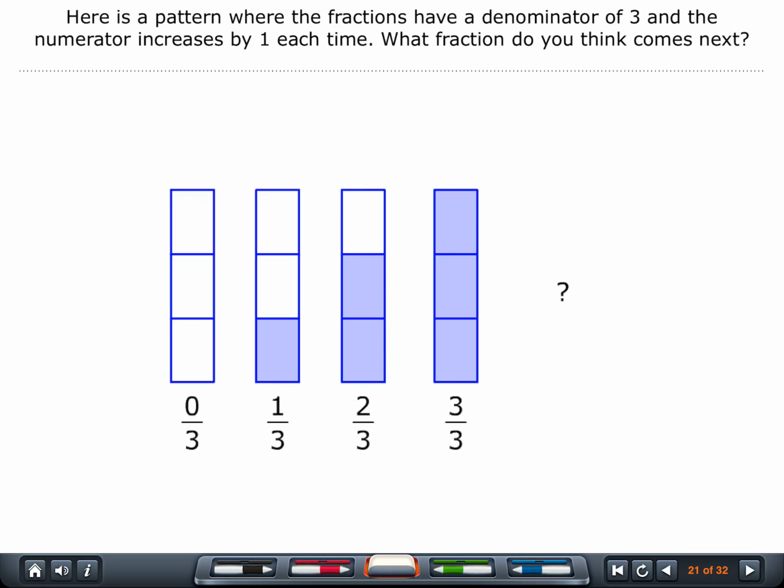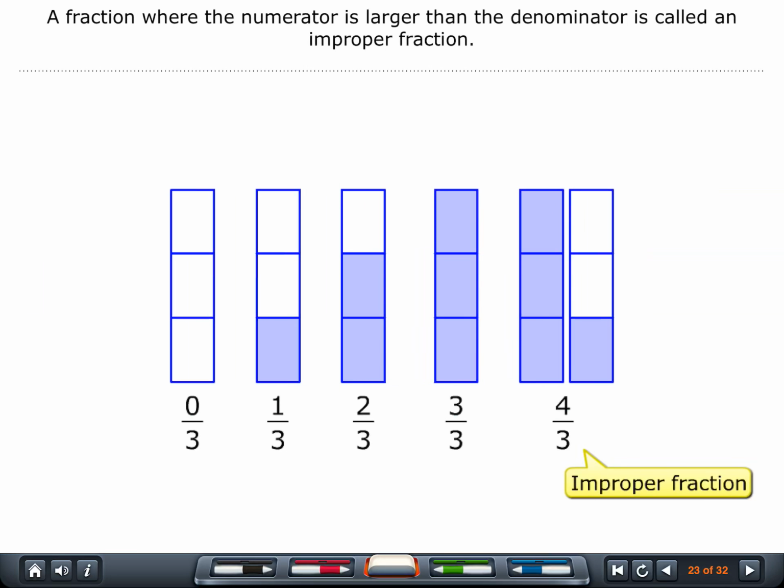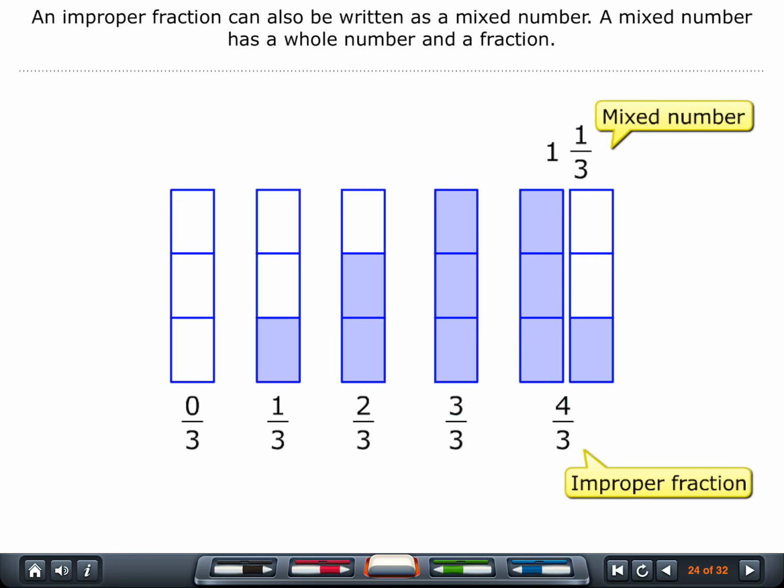Here is a pattern where the fractions have a denominator of 3 and the numerator increases by 1 each time. What fraction do you think comes next? The next fraction is 4/3 and represents a whole with 3 equal-sized pieces and a part with 4 pieces. A fraction where the numerator is larger than the denominator is called an improper fraction. An improper fraction can also be written as a mixed number. A mixed number has a whole number and a fraction.